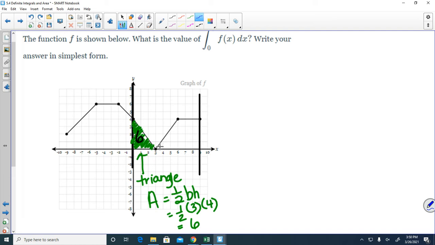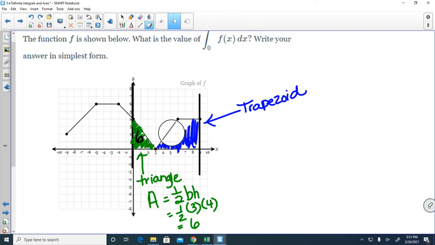Then I look at this second region, and I see a trapezoid. Maybe you saw a trapezoid too. Or maybe you said, okay, well, I don't love trapezoids. Maybe you said, okay, well, if I draw a line right here, I have a rectangle and then a leftover triangle, a rectangle and triangle. Is that cool? Yeah, that's cool. You can do a rectangle and triangle too. That's totally fine. But I'm going to do a trapezoid.